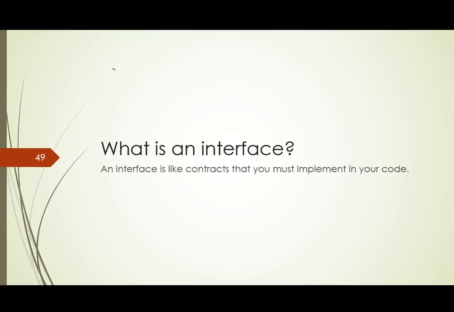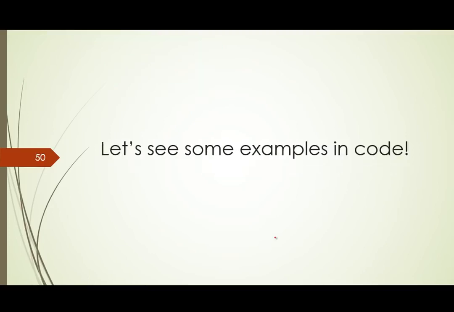So an interface is like, as we've said, a contract. If you refer to that interface in your code, let's say in a class, then you have to implement these conditions in your class. That's it. That's the interface. So let's see some examples in coding.